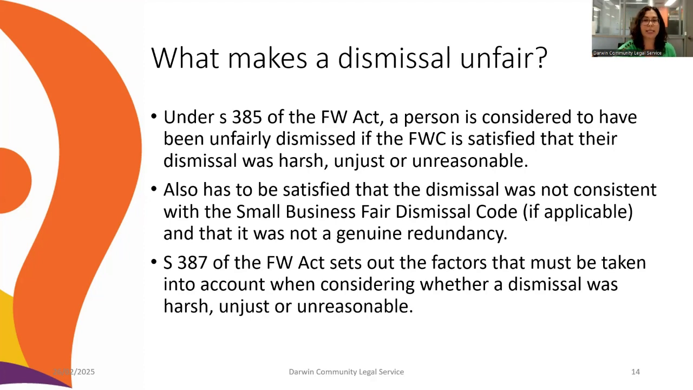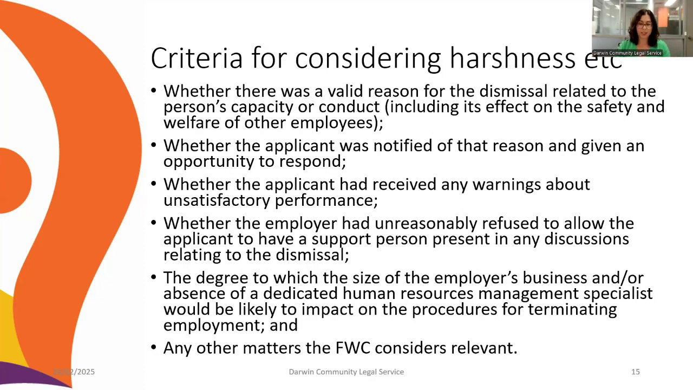Section 387 of the Fair Work Act sets out the factors that must be taken into account when considering whether a dismissal was harsh, unjust, or unreasonable. Each of these criteria has to be considered. If there's a failure to do so, that's a jurisdictional error. Some of them are pretty self-explanatory, so we'll go through the juicier ones.